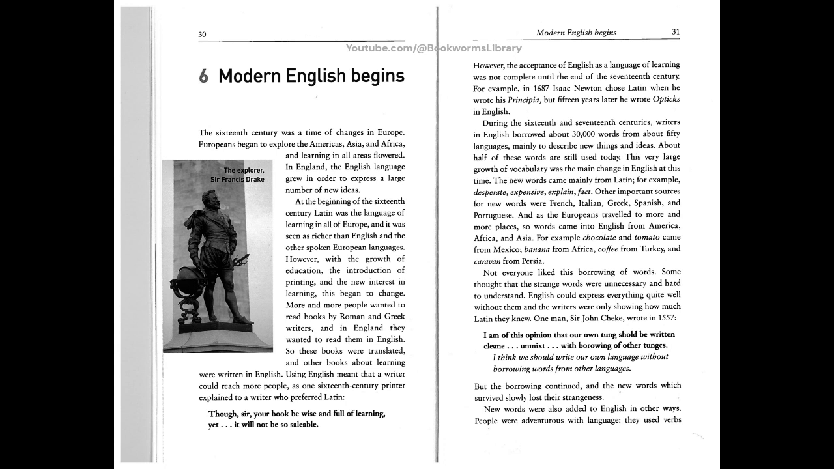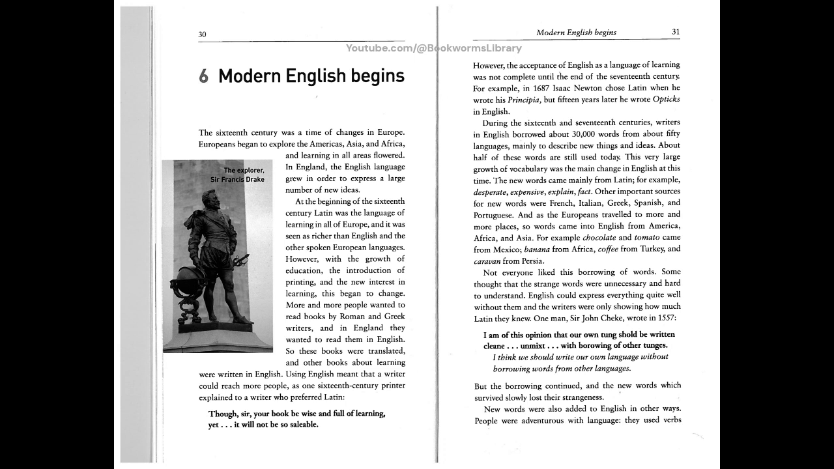During the 16th and 17th centuries, writers in English borrowed about 30,000 words from about 50 languages, mainly to describe new things and ideas. About half of these words are still used today. This very large growth of vocabulary was the main change in English at this time. The new words came mainly from Latin, for example, desperate, expensive, explain, fact.